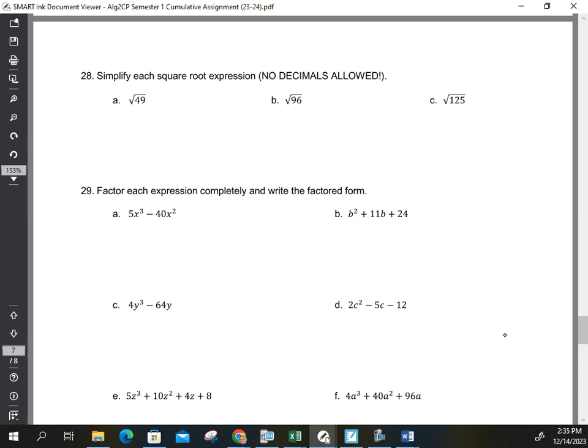28, simplify the square root. No decimals. So that means break down the square root. Part A, you shouldn't have any issues with. Part B and C, 96 and 125 are not perfect squares. So you find two numbers that multiply to them. One of them has to be a perfect square. A lot of y'all keep missing that. If I'm telling you one of them has to be a perfect square, then do it the way I'm telling you to do it. Stop doing it the way you want to do it. After you find the two numbers, take the square root. Keep solving it out. B and C are the same thing.